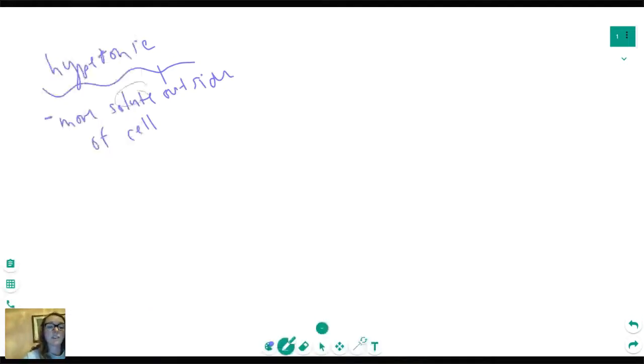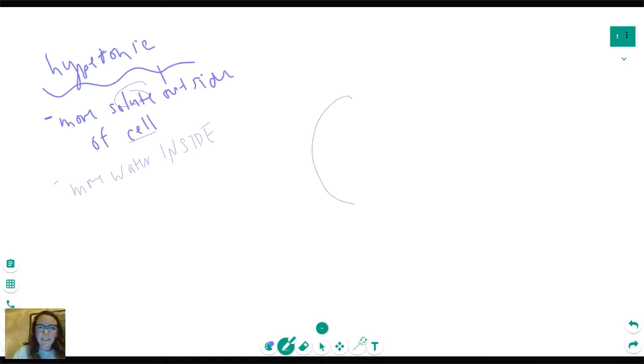So there's more solute outside of the cell, which means there's more water inside. The reason I say that is because solute and water both take up space. So if we have more solute somewhere, that means we have less water there. So if we have more solute outside of the cell, it means we have less water outside of the cell. Let me show you a picture.